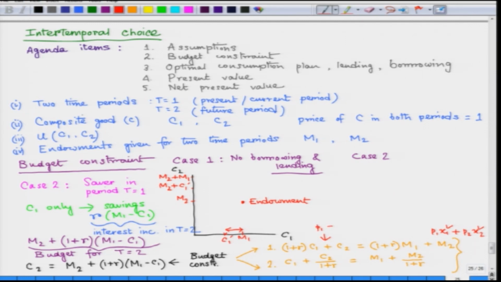I am talking about equation 1 here: P1 equals 1 plus R, and P2 equals 1. When we are in the second equation, we get P1 equals 1 and P2 equals 1 plus R. Now, this second expression is very important in economics, as it leads to the concept of present value.